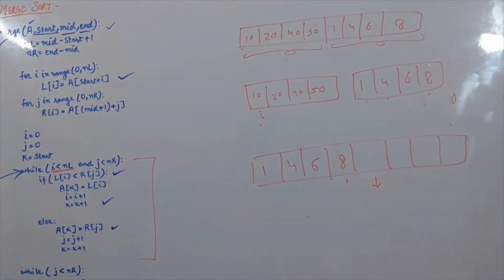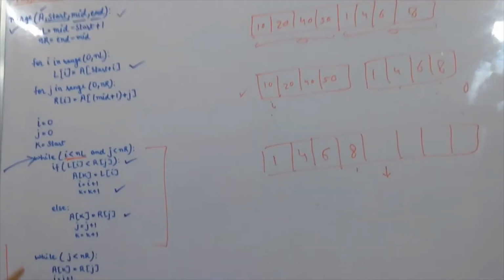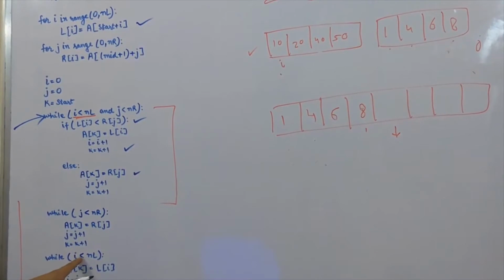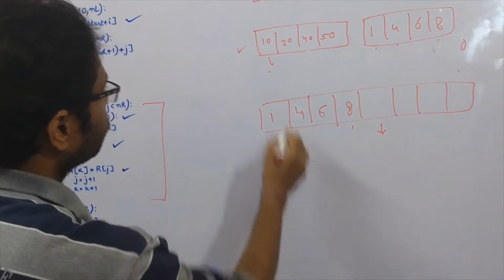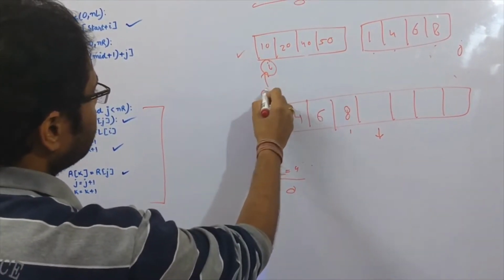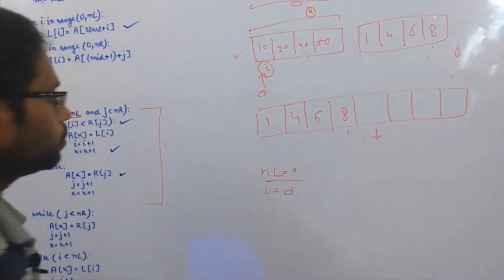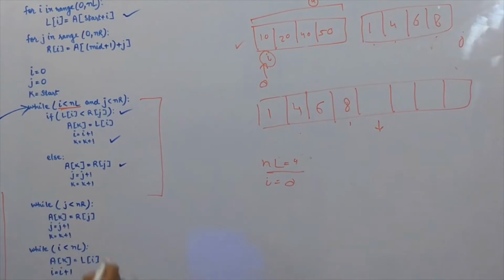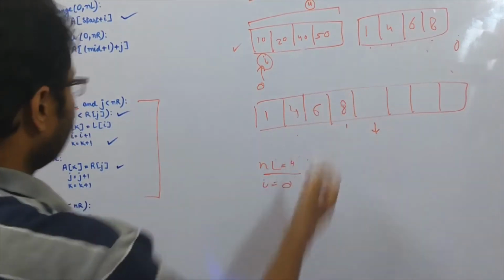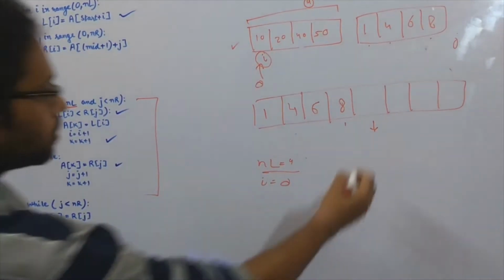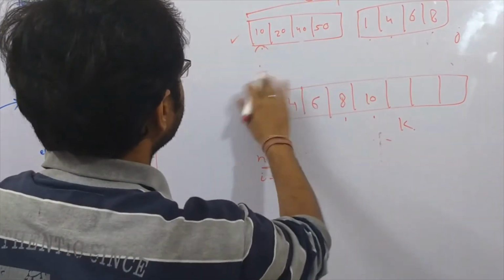This part is already sorted. So what this while loop will do is check if I value is less than NL. NL value is 4 and I value is 0, and the length of this array is 4. So it will copy all this. I is less than NL, yes. So A of K is equal to L of I. Now K will be incremented and I will be incremented.